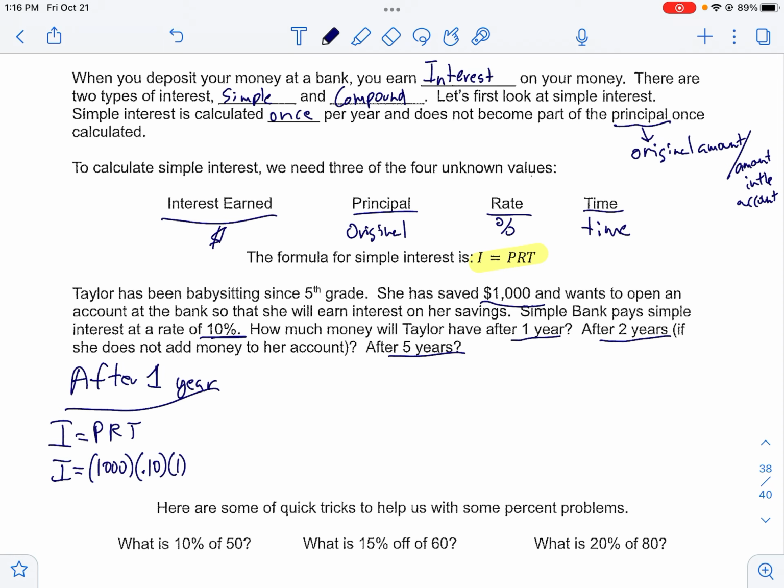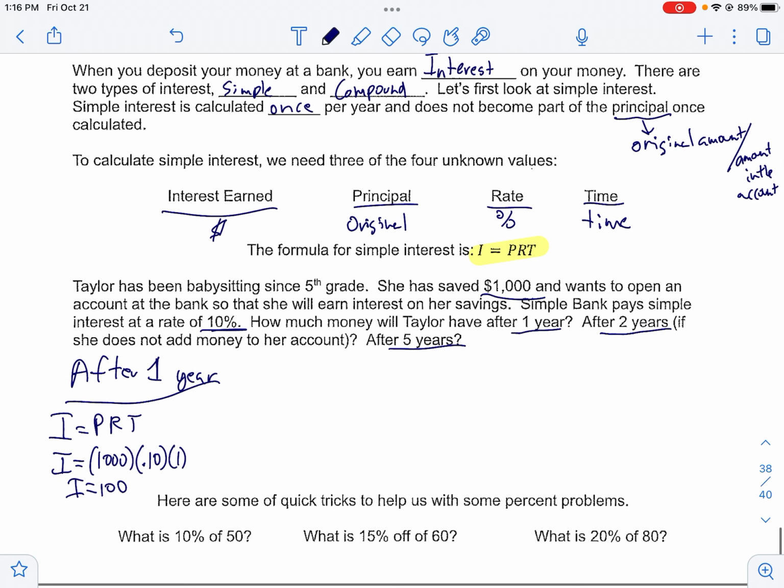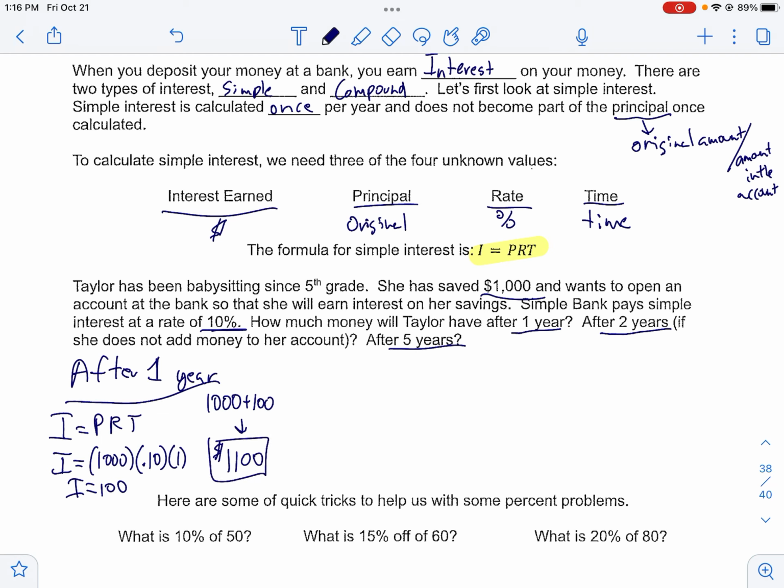All right, so if we multiply all of these together, we'll end up with 100. She will get $100 of interest. So after 1 year, she had $1,000. She adds on 100. She would end up with a final answer of $1,100. Okay, so go ahead and pause. You can try the same thing for 2 years on your own and 5 years, and then come back to check if you got it correct.